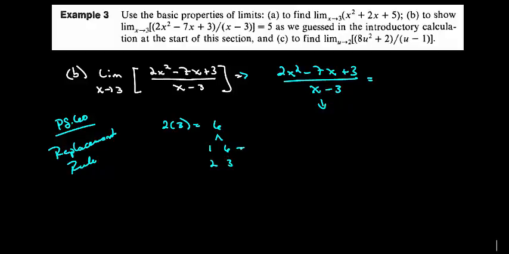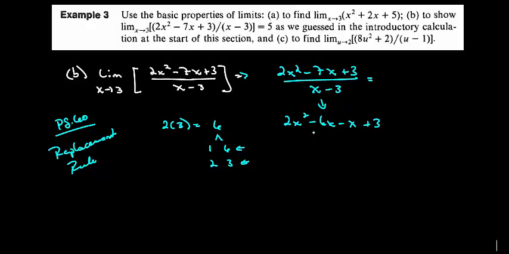Now I'm going to look at each of these pairs and say, do any of them add or subtract to give me this middle number, 7? And 1 and 6 do. So I'm going to take that negative 7x and break it down to minus 6x minus x. I've just taken negative 7x and rewritten it as negative 6x and negative x.